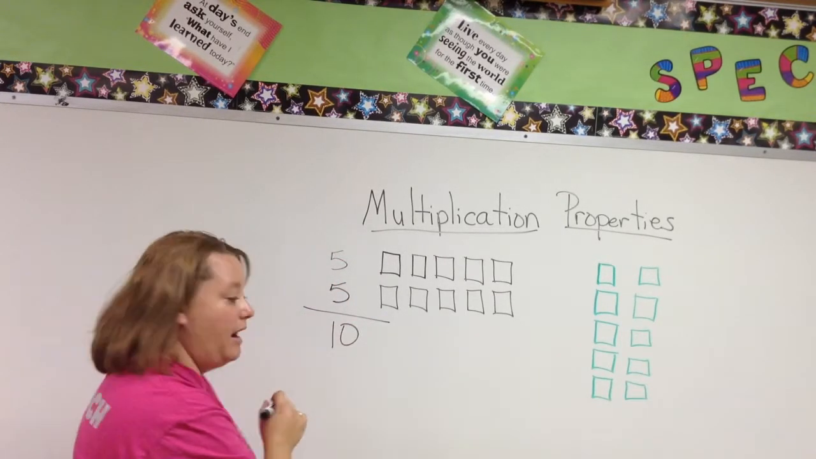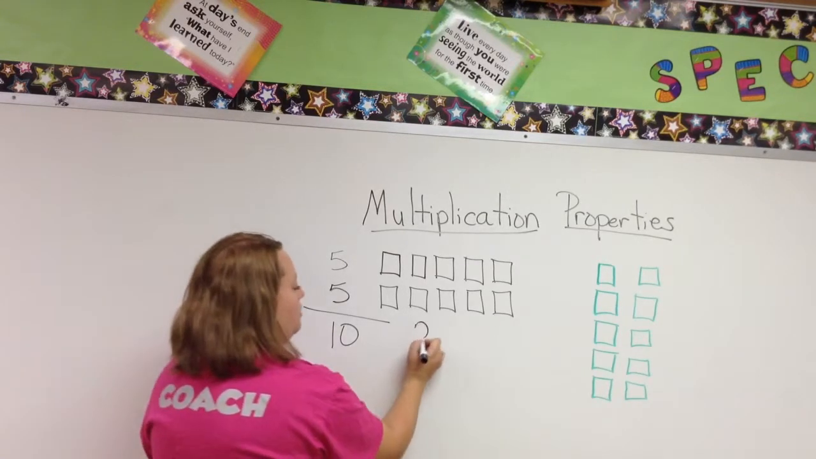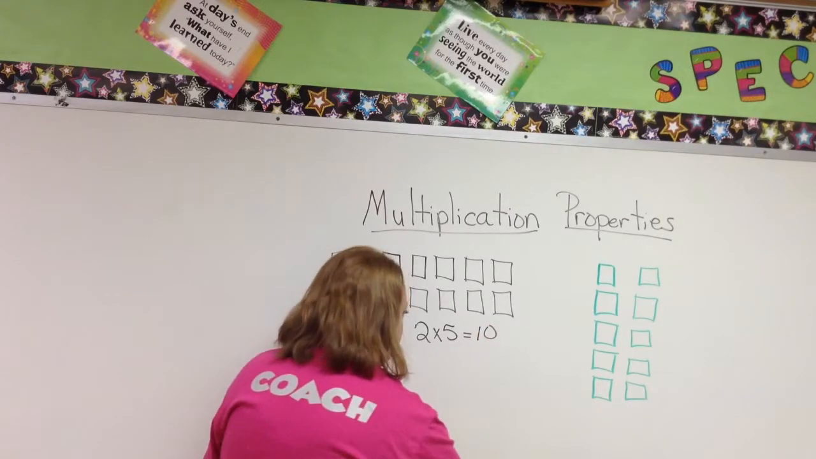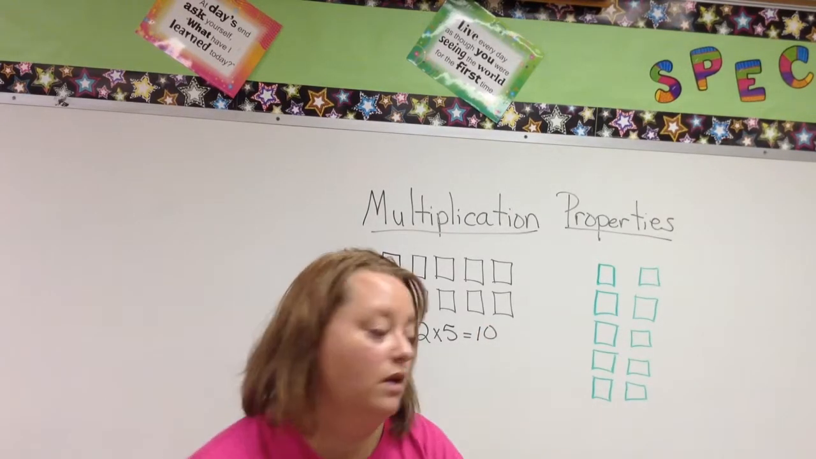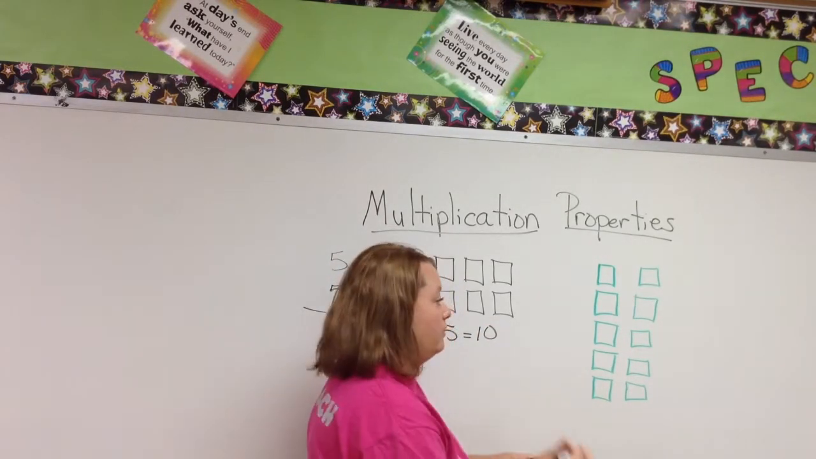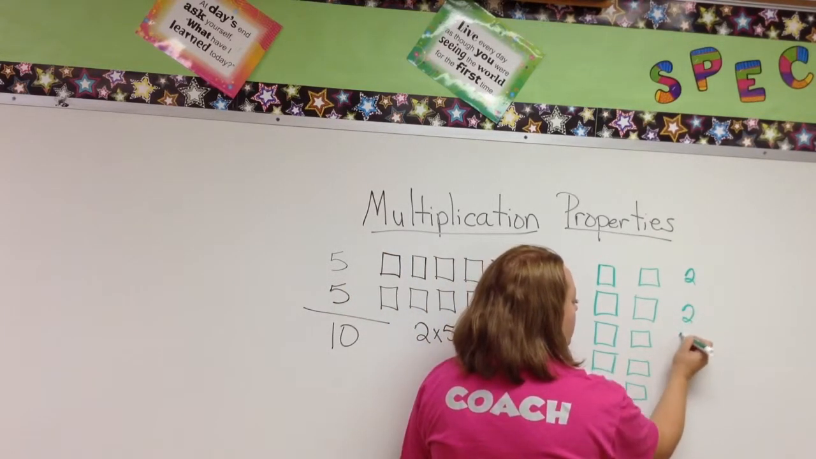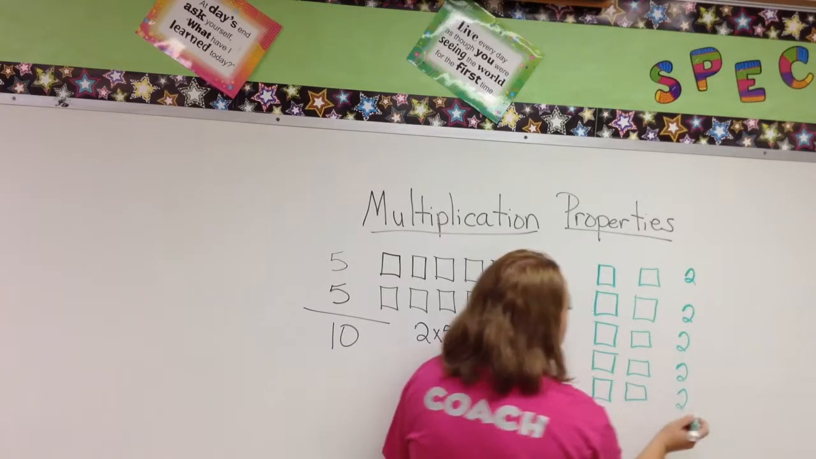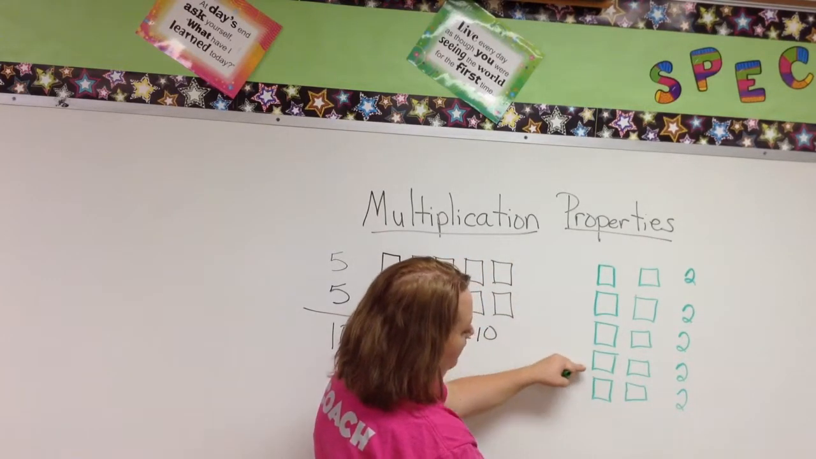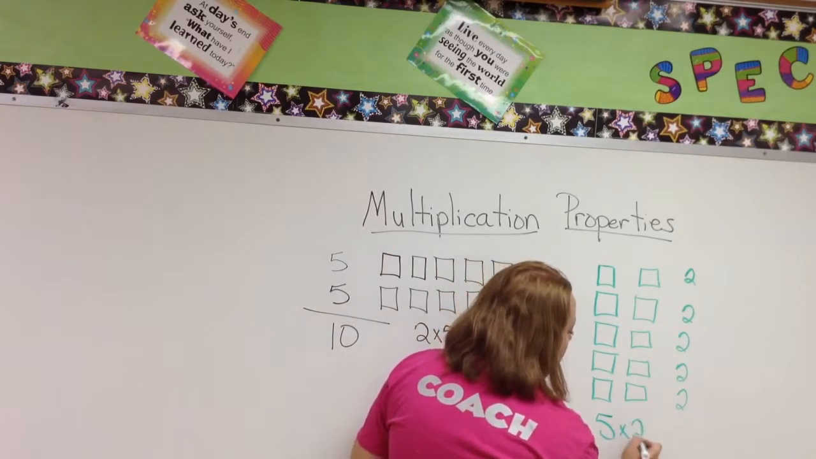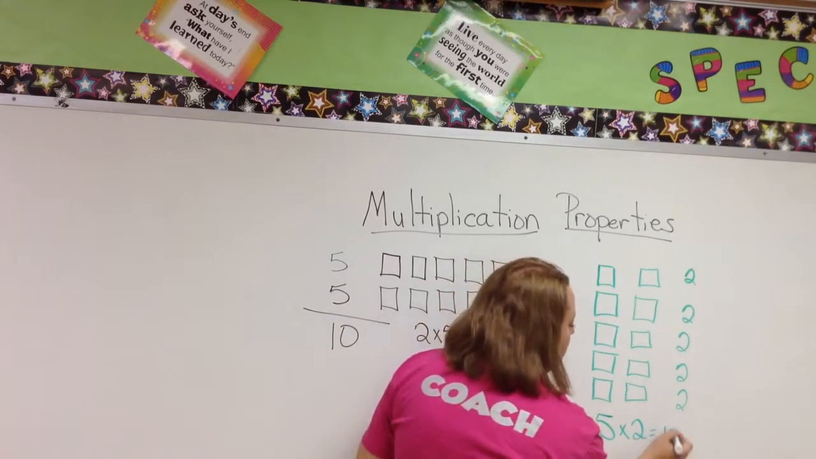I could also write this as 2 times 5 equals 10. Over here, I could write, there's 2 in each row, and I have a total of 1, 2, 3, 4, 5 rows. So I have 5 rows with 2 in each row for a total of 10.